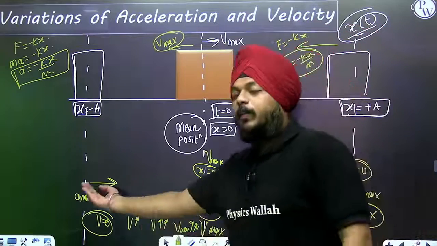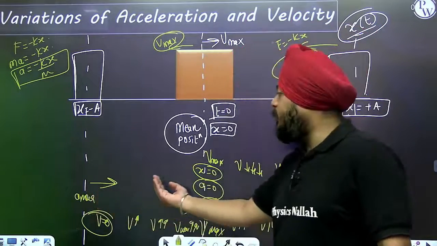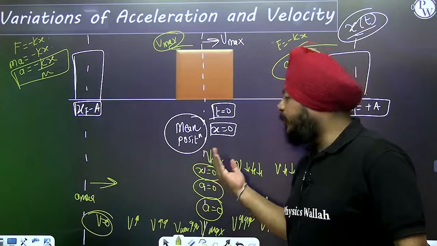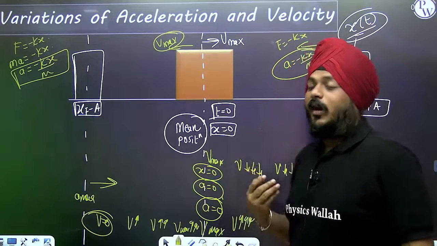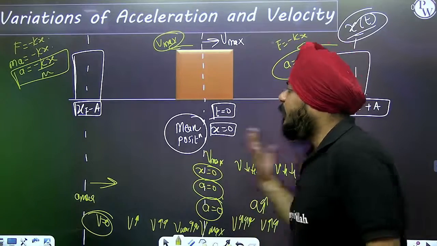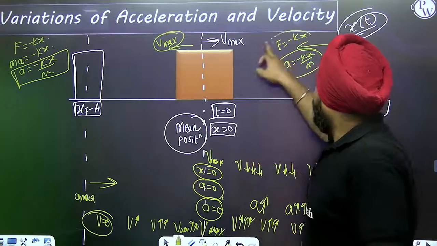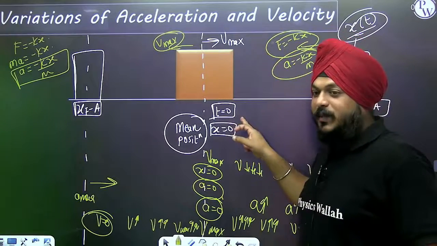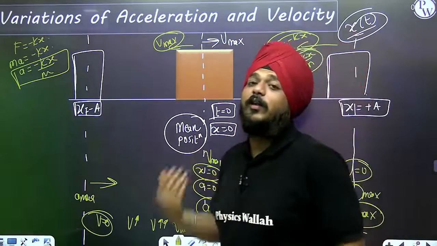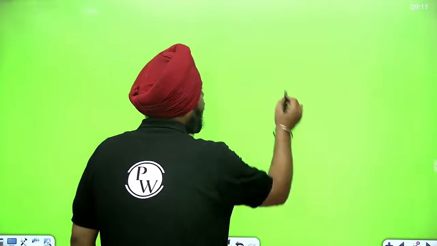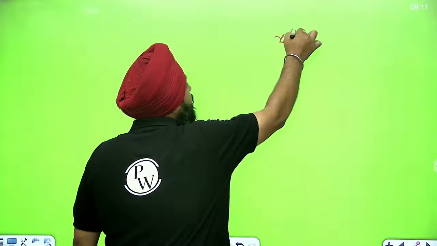Okay, again maximum acceleration, slowly acceleration is going to be 0. Why? Because at the mean position, the acceleration is 0 and the velocity is maximum, right? So this way, to and fro is going on. F is equal to minus kx is the responsible thing, and this is how the acceleration and the velocities are getting varied.